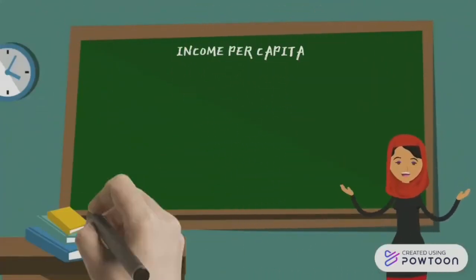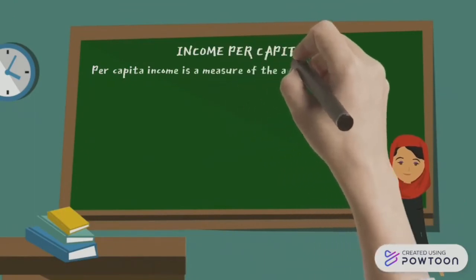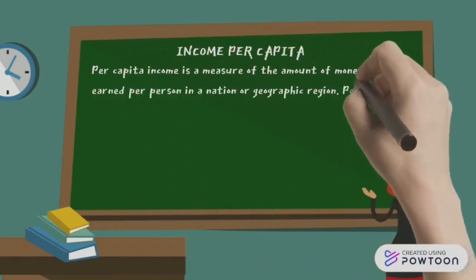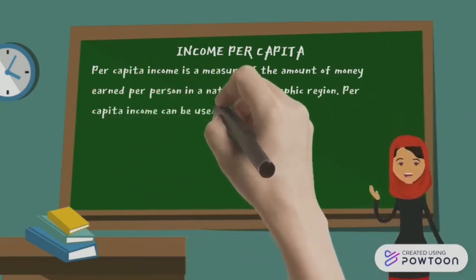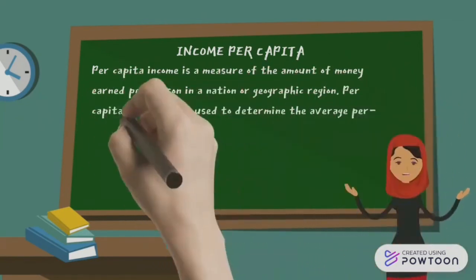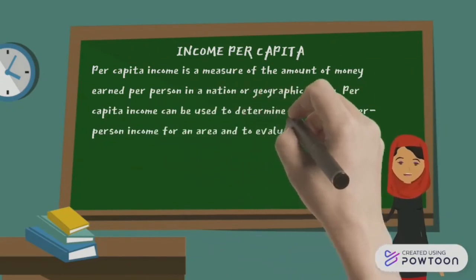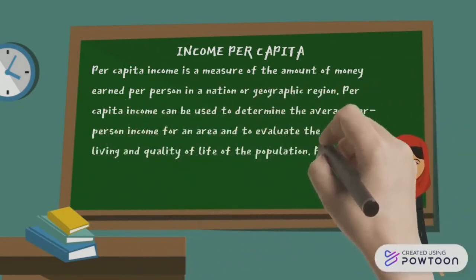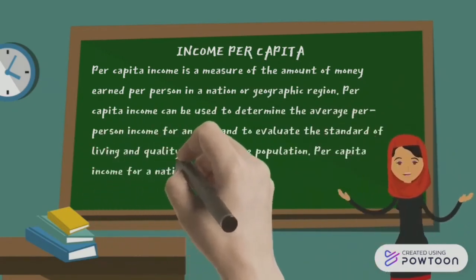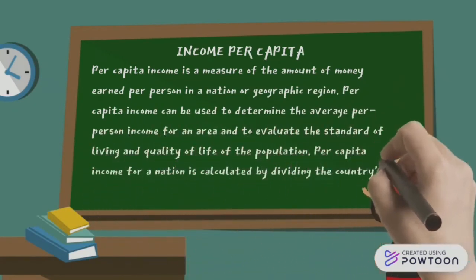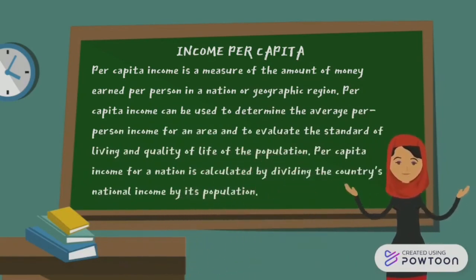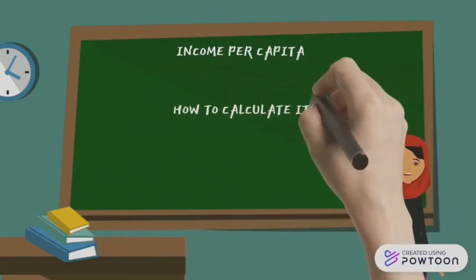Income per capita. Per capita income is a measure of the amount of money earned per person in a nation or geographic region. Per capita income can be used to determine the average per person income for an area and to evaluate the standard of living and quality of life of the population. Per capita income for a nation is calculated by dividing the country's national income by its population. How to calculate it?